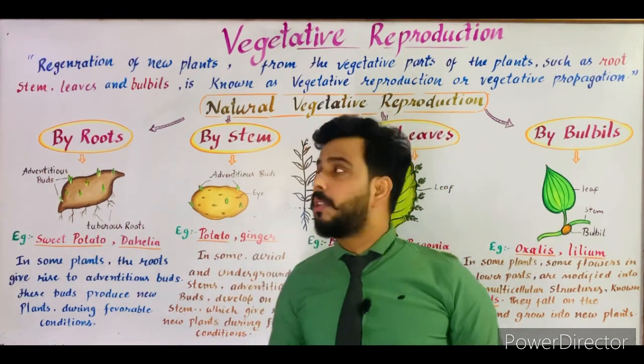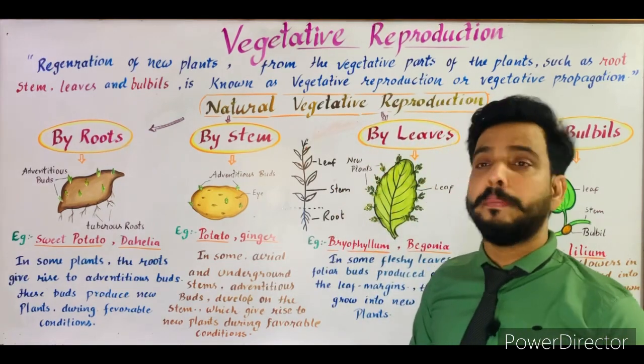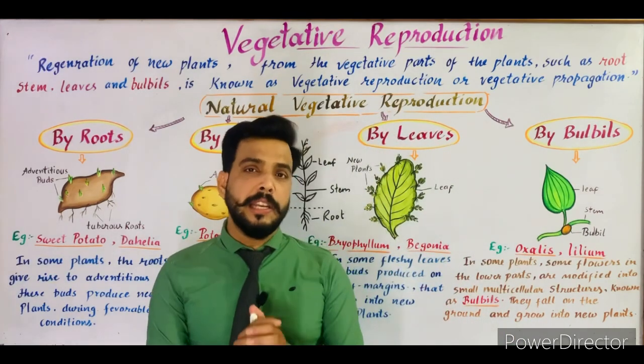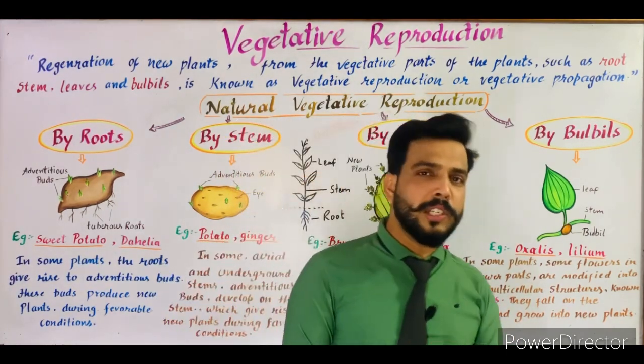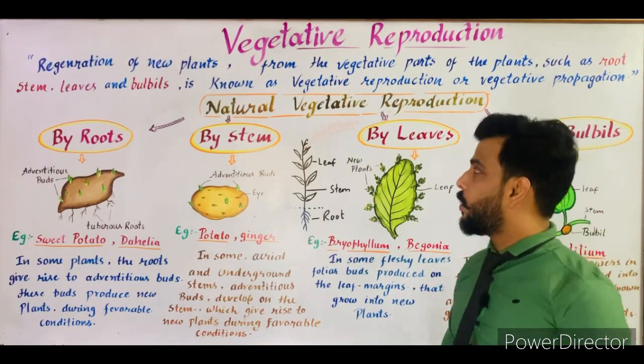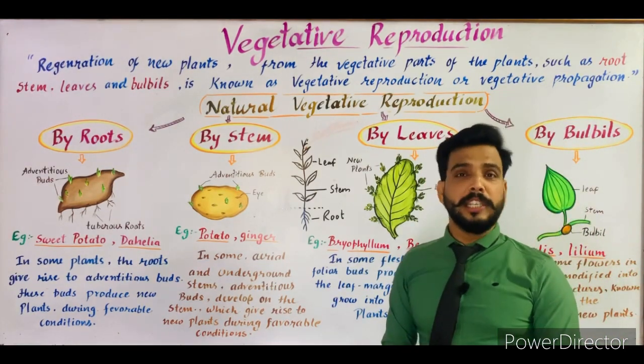So I told you about the natural vegetative reproduction by root, by stem, by leaves, and by bulbils, and I think everything is very clear to you. Still, if you have any question, then you may ask in the comment section. I will try my best to reply to you. So it was all about the natural vegetative propagation in this video.